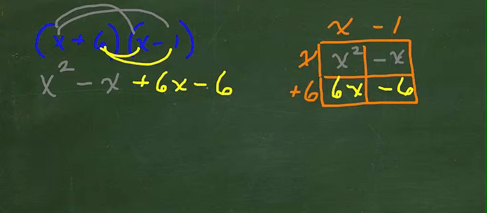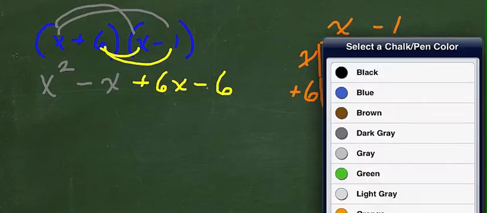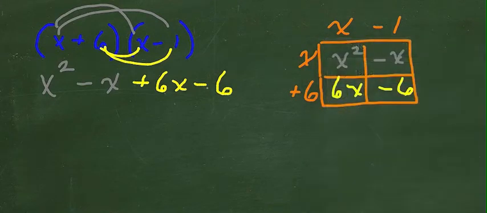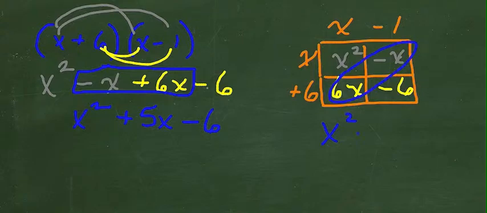Now all we really need to do is combine like terms. And so when we do that, we get x squared, and 6x minus x is 5x minus 6. Here we have x squared, and 6x minus x is 5x minus 6.